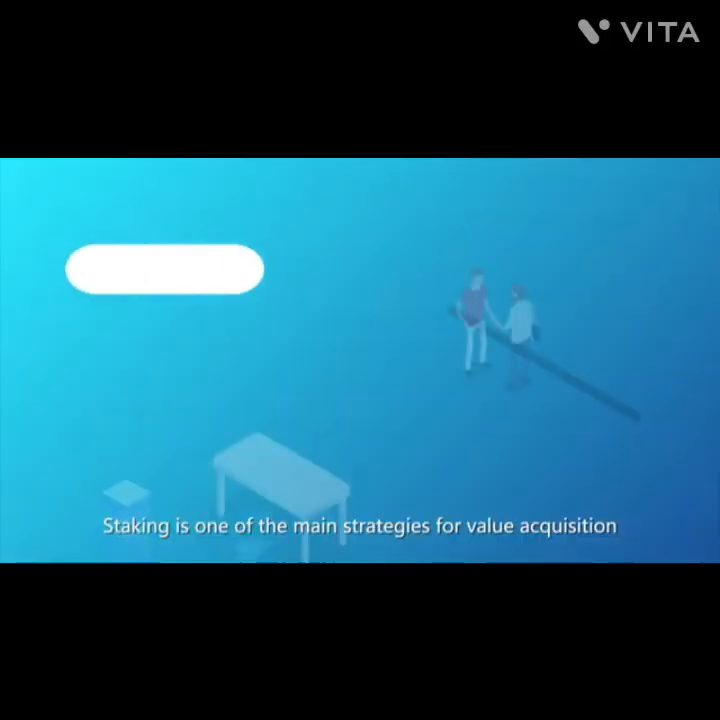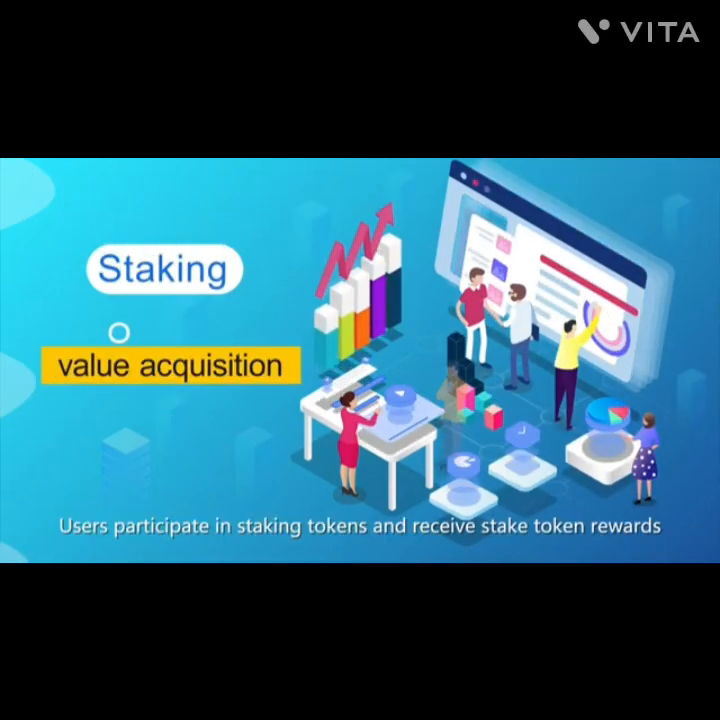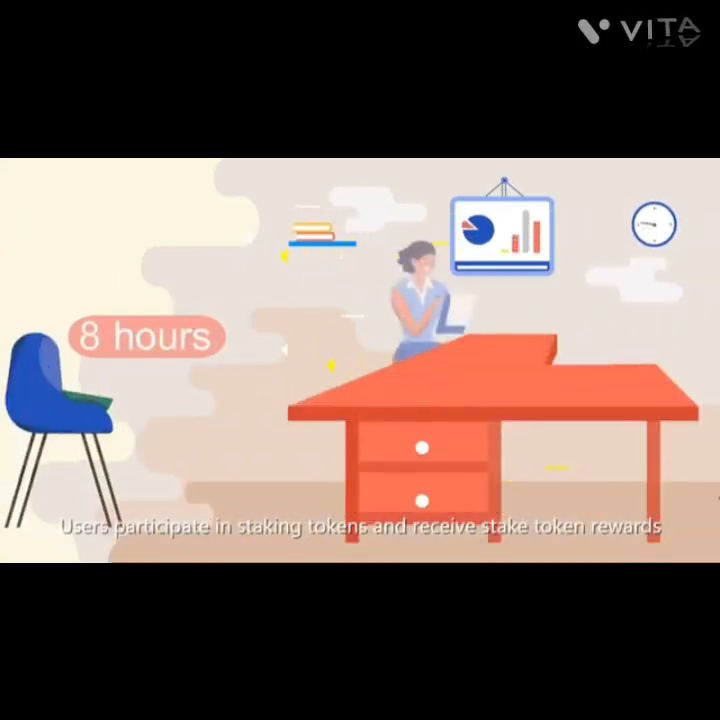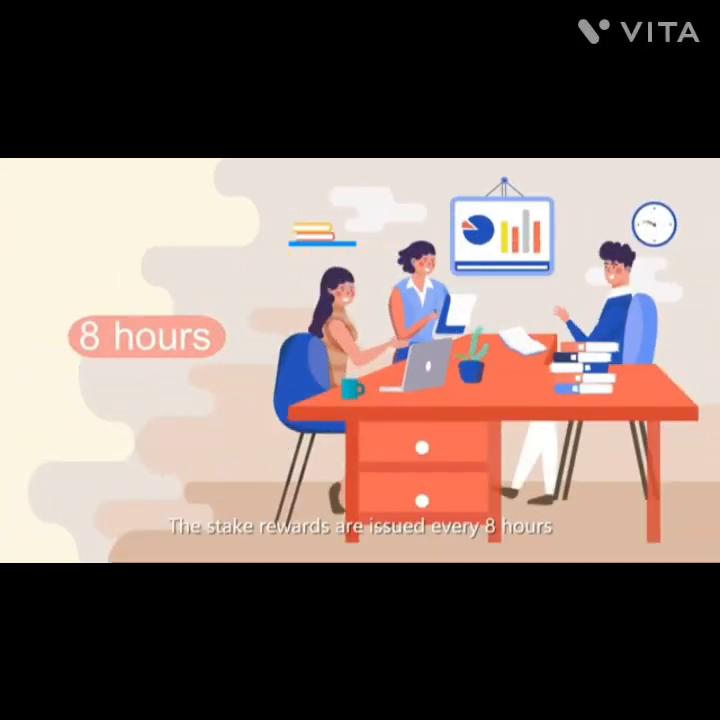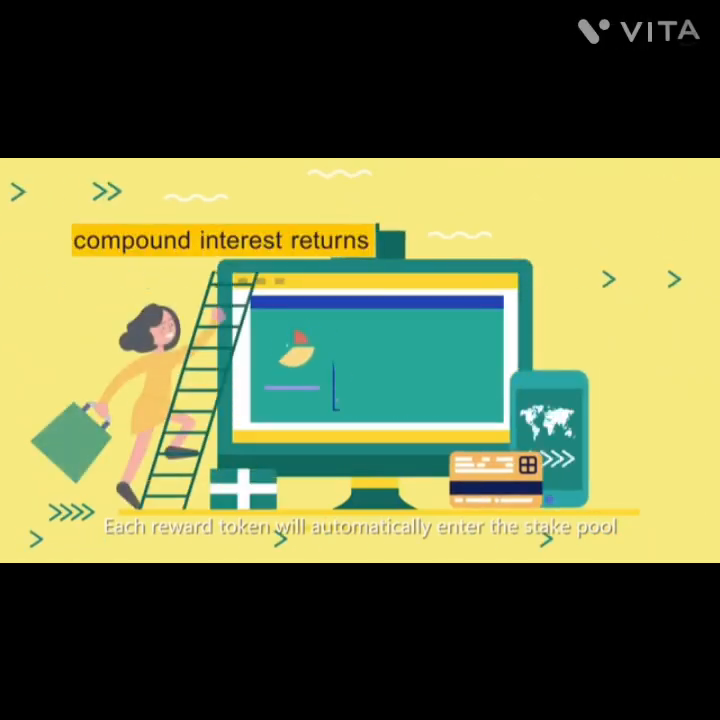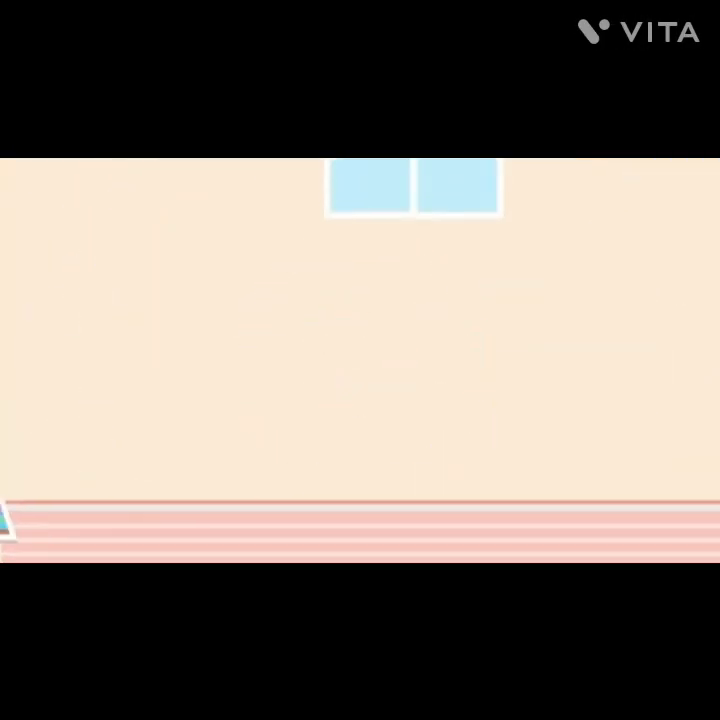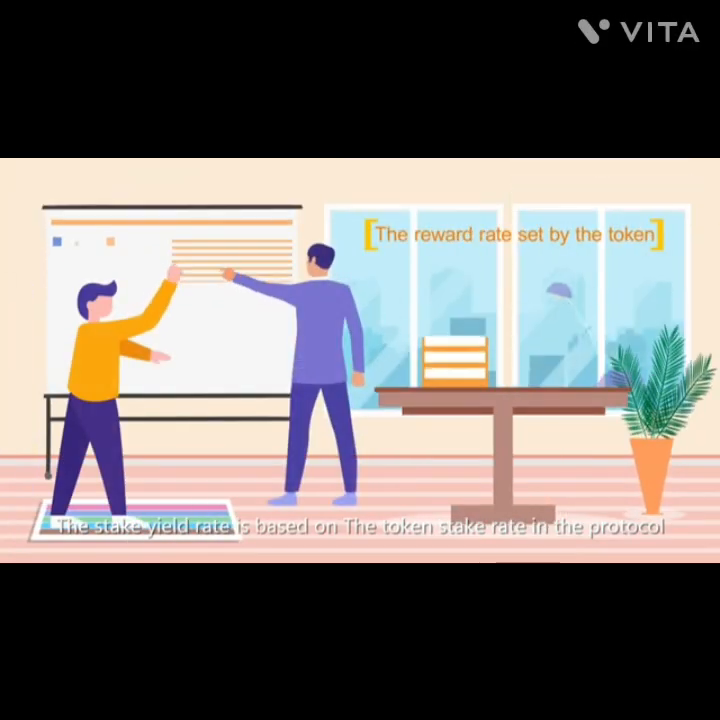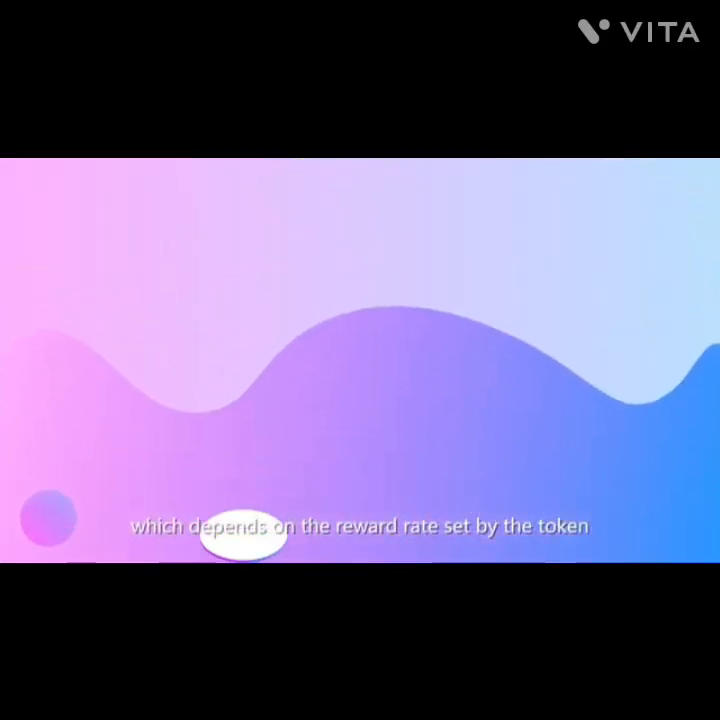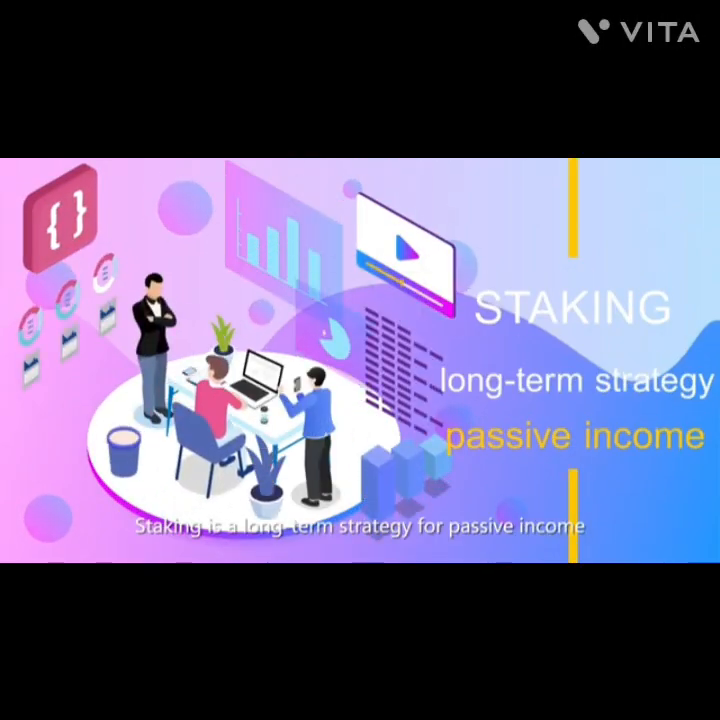Staking is one of the main strategies for value acquisition. Users participate in staking tokens and receive stake token rewards. The stake rewards are issued every 8 hours. Each reward token will automatically enter the stake pool, obtaining compound interest returns. The stake yield rate is based on the token state rate in the protocol, which depends on the reward rate set by the token. Staking is a long-term strategy for passive income.